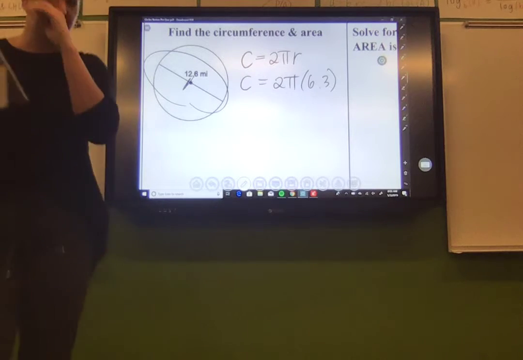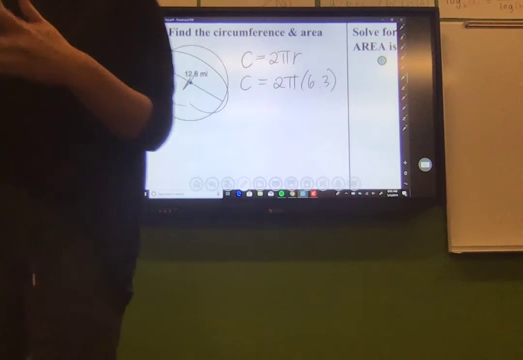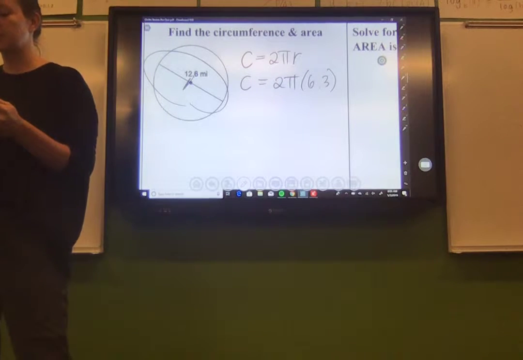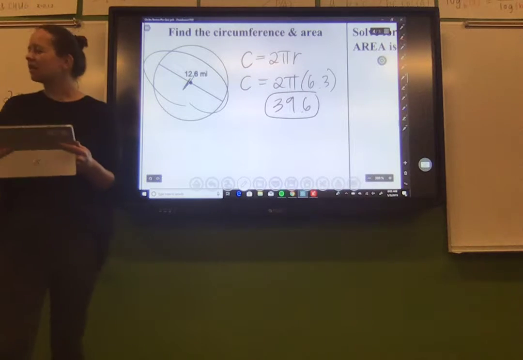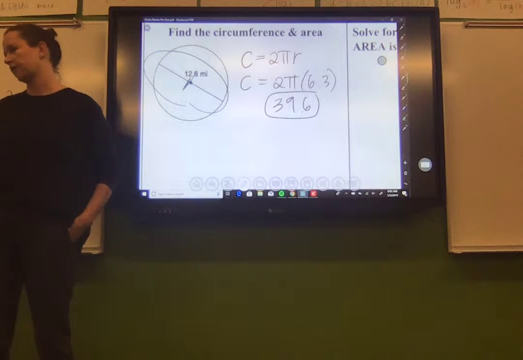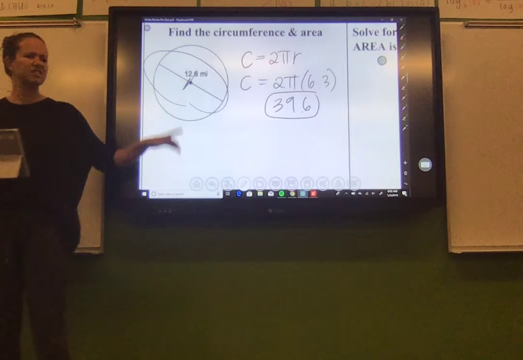All right, did anyone calculate that actually? Can you give me a number? 39.6. So the circumference is 39.6. I think on the test it's going to say round to the nearest 10th. Yeah, it was like 5.8, so you just rounded it up. Perfect. Questions about circumference?